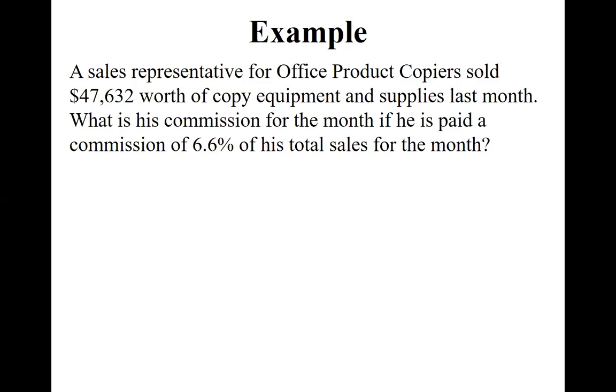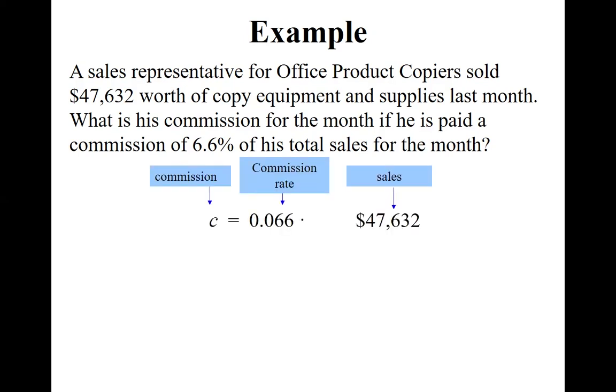A sales representative for office product copiers sold $47,632 worth of copy equipment and supplies last month. What is his commission for the month if he's paid a commission of 6.6% of his total sales for the month? He's paid 6.6% of 47,632. Commission is commission rate times sales amount. When you do your equation, make sure that 6.6% is expressed as a decimal, 0.066. We need that for the math to math.